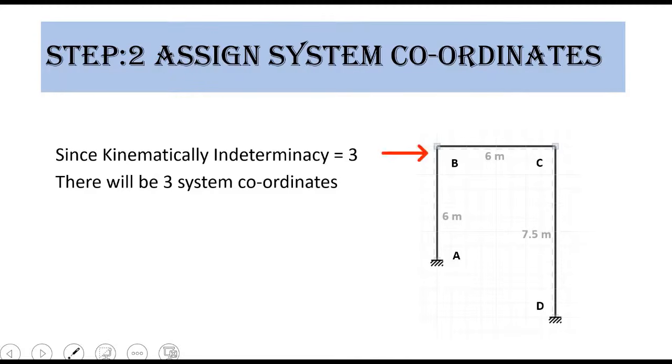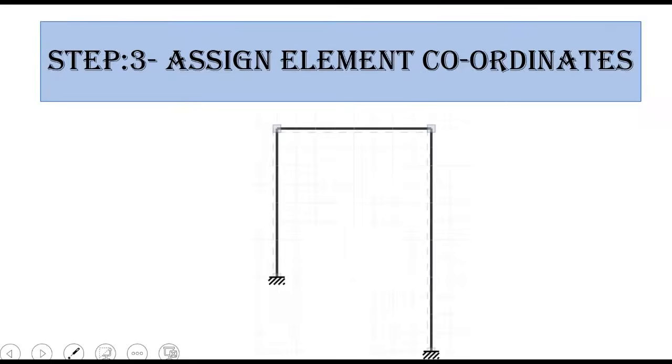Here we have one system coordinate, and second one, third one. Okay, so these are the system coordinates that we are assigning to this structure. Third step is to assign element coordinates. For every element, there will be 2 element coordinates: 1 star, 2 star, 3 star, 4 star, 5 star and 6 star. So these are the element coordinates that we have to assign. So there are 6 element coordinates.